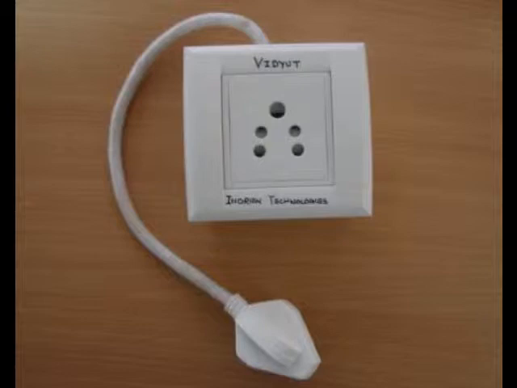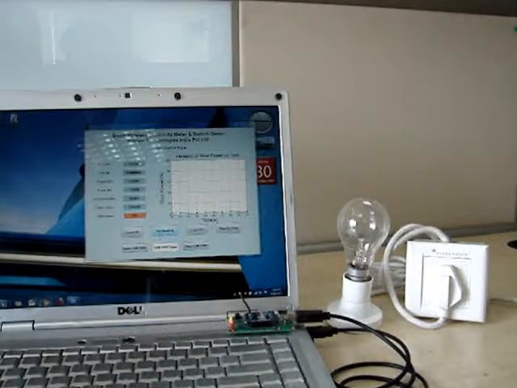Here, a rudimentary illustration of Vidute's capabilities is demonstrated. This is the standard electric plug with Vidute inside. An electrical bulb is connected through it to the electric network. The user interface displays the status. Initially the plug is off and the bulb is off.